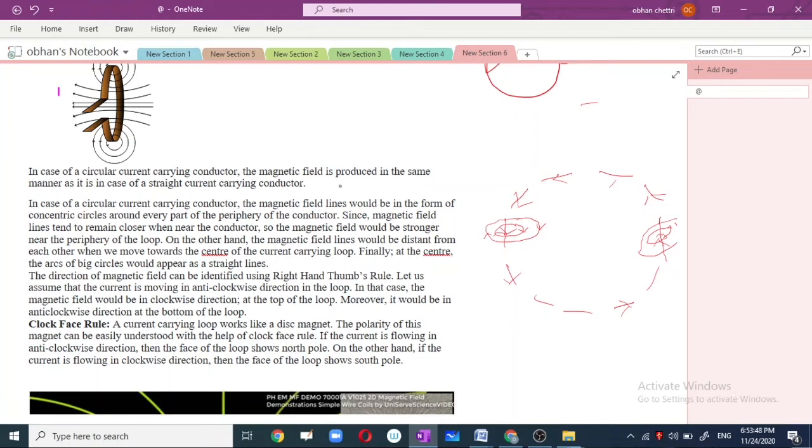in the anti-clockwise direction. Anti-clockwise direction means I can add only the arrow in one of the circles, because the other circle is not complete. So I'll keep the arrow here itself. The arrow will be like this and like this in the anti-clockwise direction.